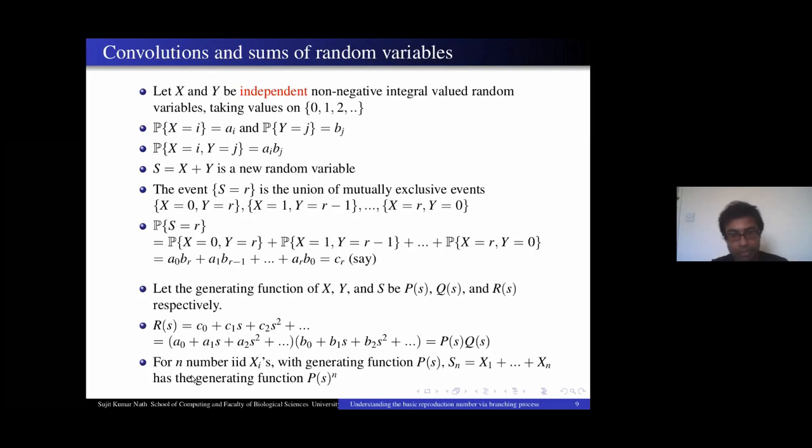So continuing this, if I add a small n number of IID random variables X_i, where n is deterministic, I know what n is, then the generating function of X1 plus X2 up to Xn is given by multiplication of the same generating function, because the X_i are IID, identically distributed, and therefore their generating functions are also the same. So summing n of them gives rise to a generating function which is P(s) to the power n, just multiplication of P(s) n times.